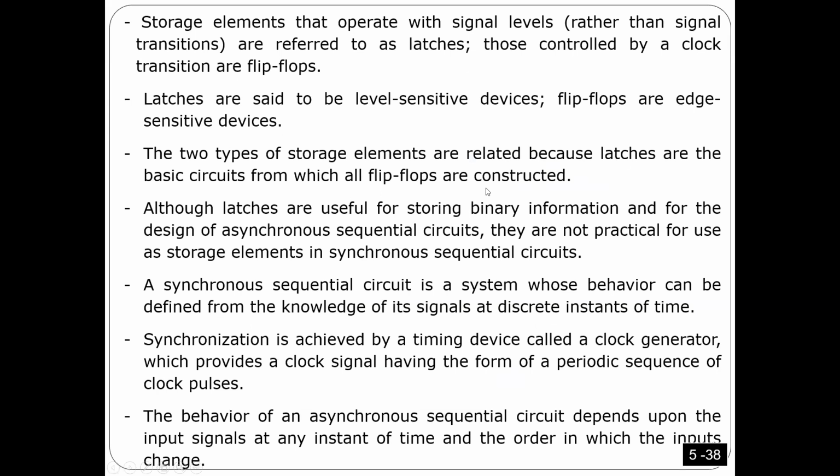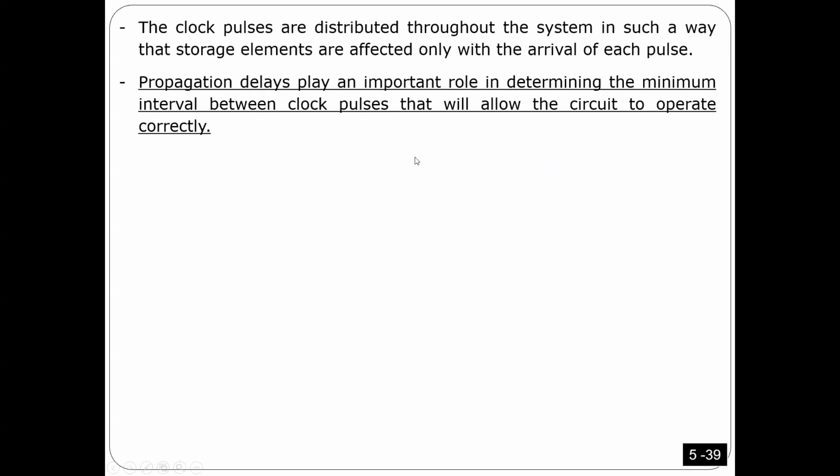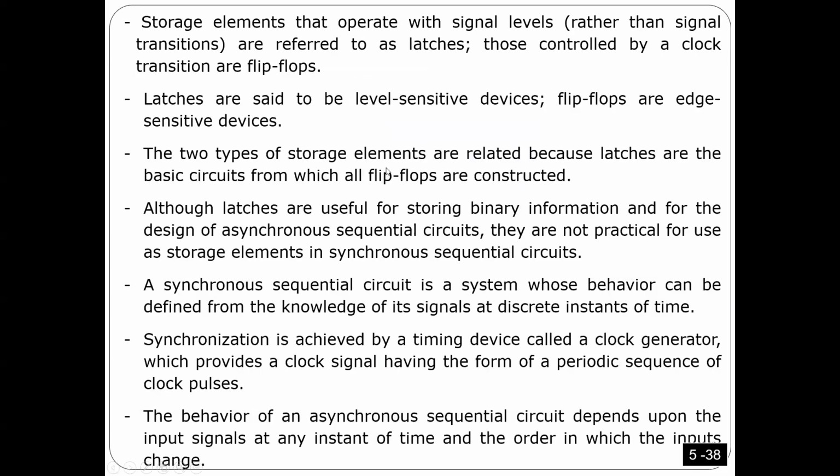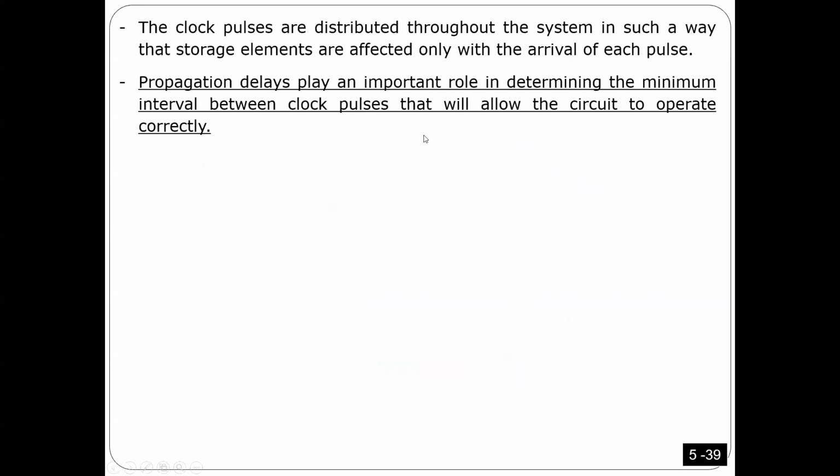Let me see if I'm missing something. Yeah, that's what I'm explaining here. I just want to bring this one to your attention. Usually, the propagation delay is going to make a restriction on the clock you have. I can't have a clock that's very fast. For example, this is the main point.